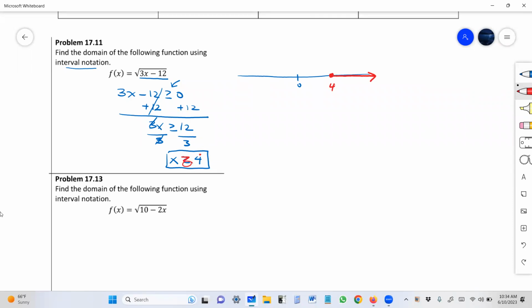Okay, so now we look at the graph and we write it in interval notation. Remember, when this point is closed, I use a bracket, 4, and it's going toward infinity. So I write infinity here, and with positive and negative infinity, you always use the parentheses. Okay, so this is the domain. On your exam, if you have a question like this, you will write domain is bracket 4, comma, infinity, parentheses.